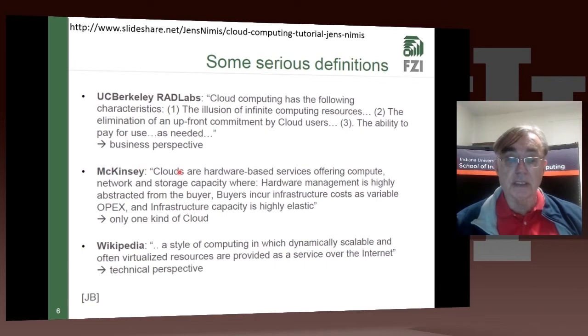Here we have McKinsey, a distinguished think tank, and this points out the abstraction. It has hardware-based services. I'm not certain how you could have any other. Well, I guess this just says these are computer services, and you incur your cost as a variable expenditure as you use it, and you don't have capital costs. So that's a technically important concept. And we've already seen the Wikipedia definition.